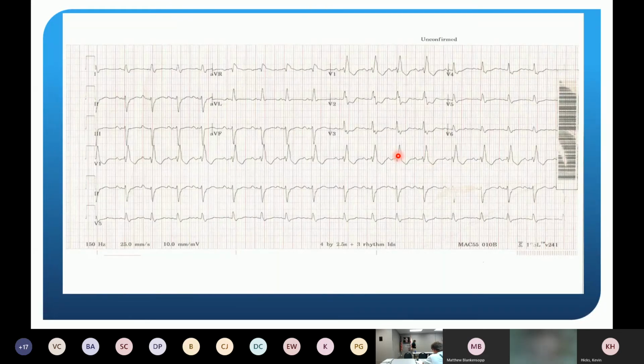This one, the rate's okay. My QRS is a little bit wide. Is there somebody killing a cat? Could somebody please tell Boss the cat to be quiet?